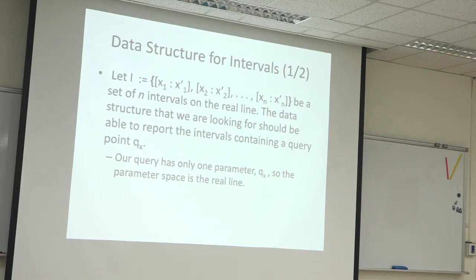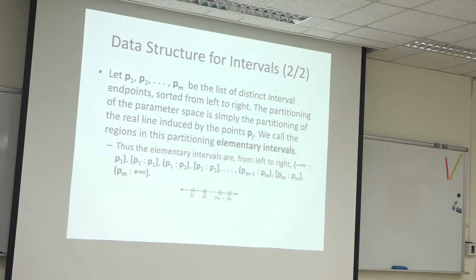Our query has only one parameter, because we consider only one dimension. So our query has only qx. So the parameter space is the real line. Even though the parameter space is the real line, as I said, we can partition this parameter space into a number of regions. How do we do that?